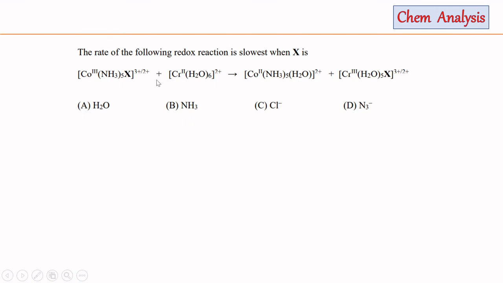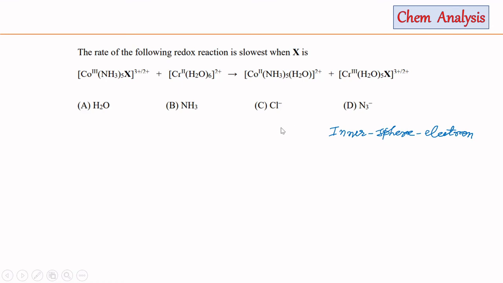And from the given reaction we can see that the X ligand is changing its position from the cobalt complex to the chromium complex. As we can see in the product, the X is shifting to the chromium center, and for this reason we can say that this electron transfer is inner sphere electron transfer, since there is a change in the ligand from one coordination sphere to another coordination sphere.